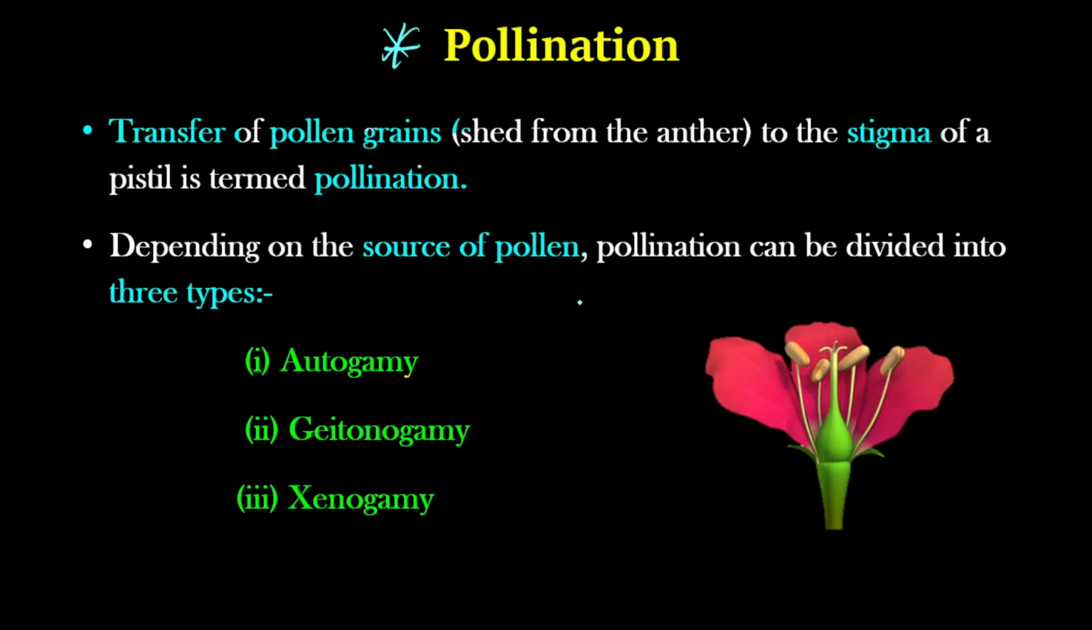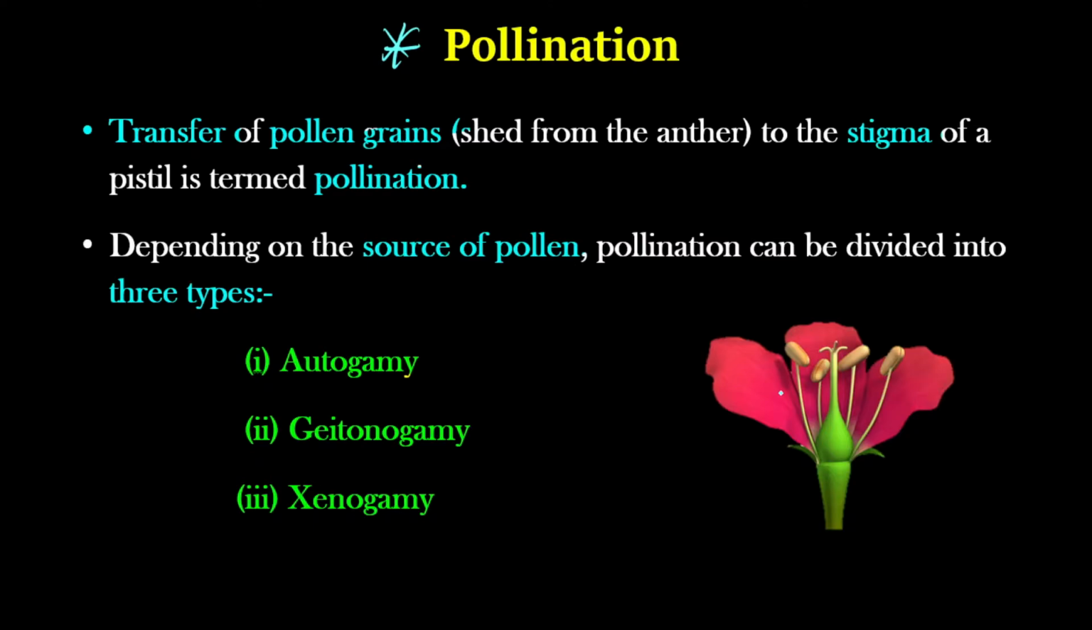So what is the definition of pollination? Pollination is a process in which pollen grains are transferred from the anther to the stigma of a carpel or pistil. So that process is called pollination.